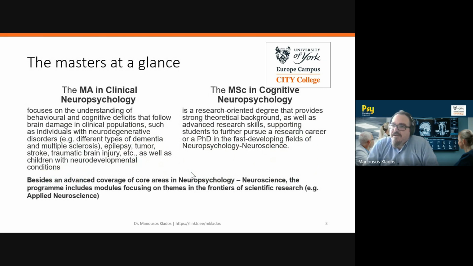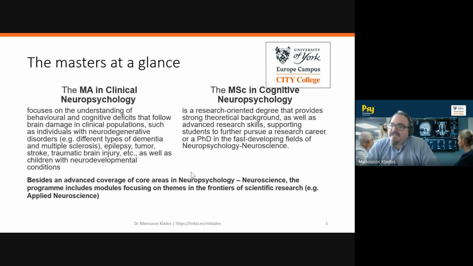The first one is about clinical neuropsychology and focuses more on understanding behavioral and cognitive deficits that follow brain damage in clinical populations, such as individuals with neurodegenerative disorders, different types of dementia, multiple sclerosis, epilepsy, tumor, stroke, TBI, and so on, as well as children with neurodevelopmental conditions.